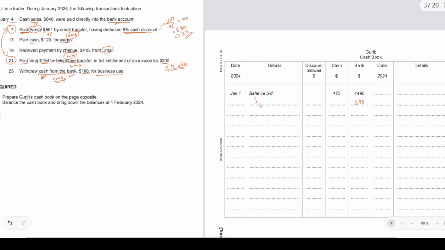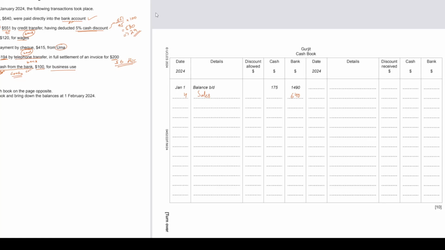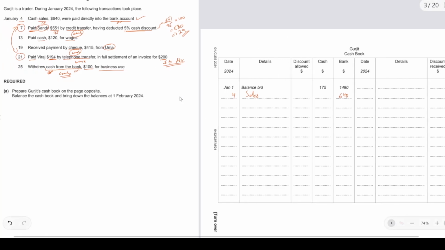Call that sales. And you just have to put the date, 4. That's it, done with that first one. We're just getting these marks now. That's all we have to do. Moving on. Next one is about paying.